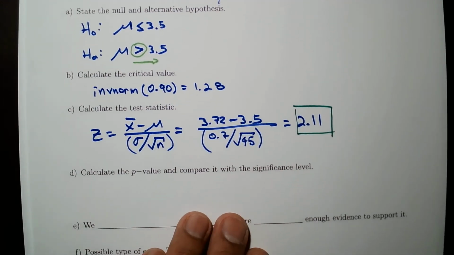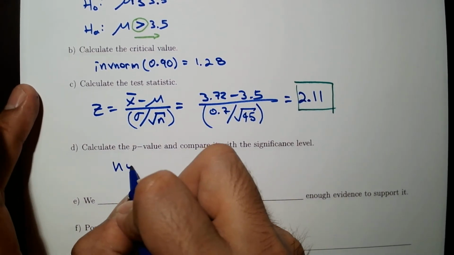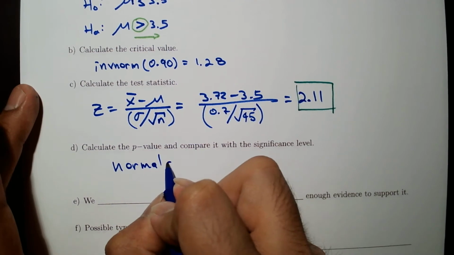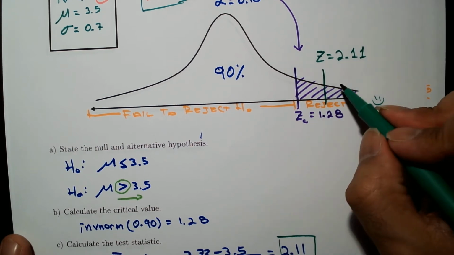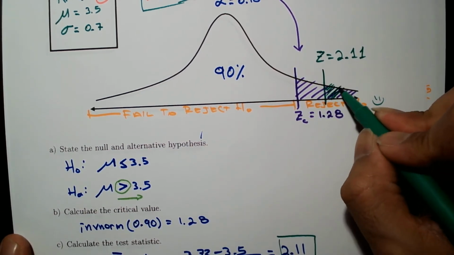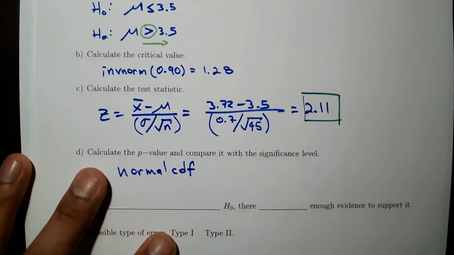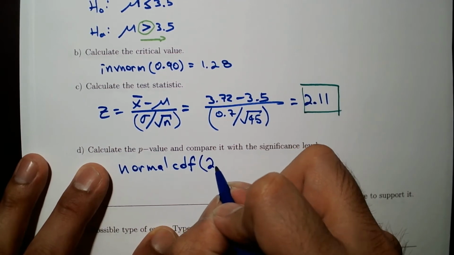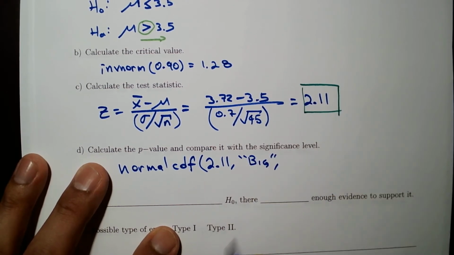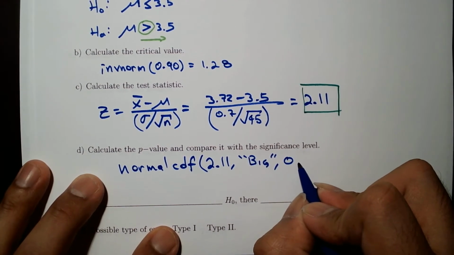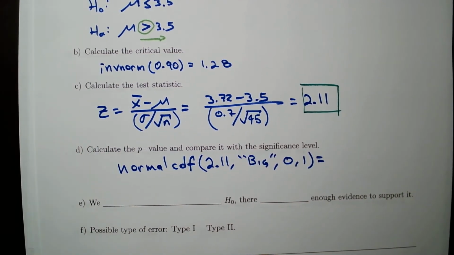All right. Now let's do this with the p-value method. Normal CDF. Notice that this 2.11 goes from here all the way to something big, to infinity, if you will. So 2.11 to big. And again, when you type it on the calculator, you're going to end up with this 0 and this 1, which you can delete.